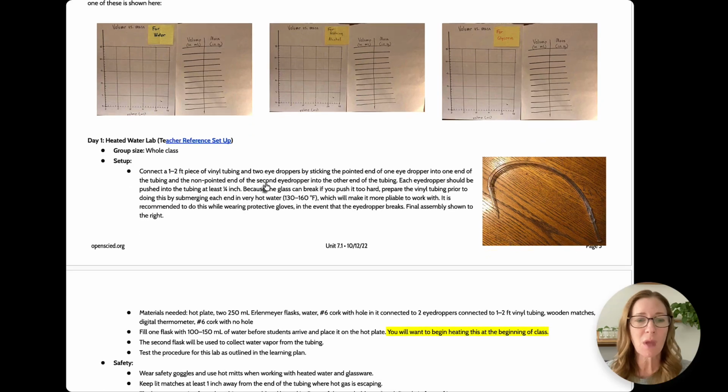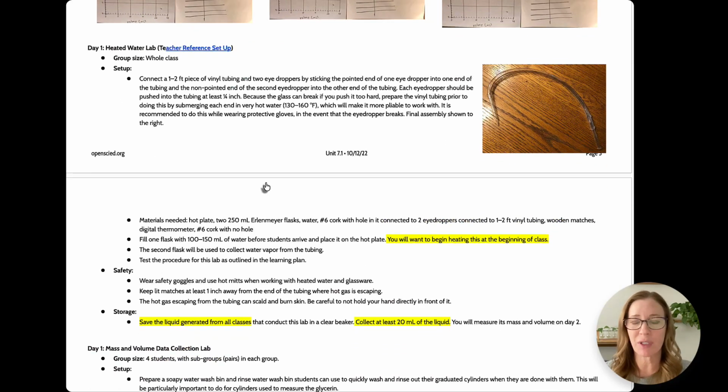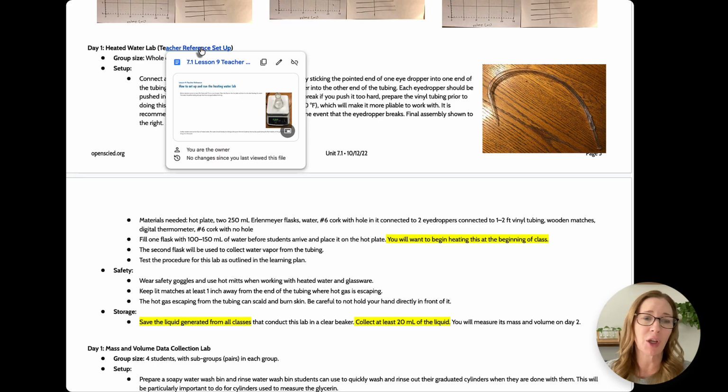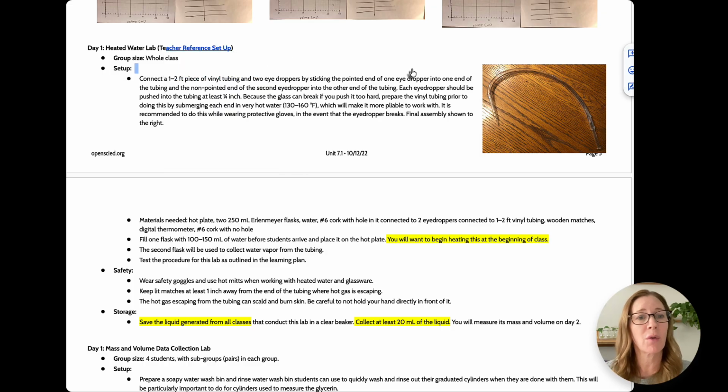Okay. The heated water lab, which is the big investigation you're going to start with, there is a teacher reference setup document that I've linked here. It's also in the Google Drive. It goes through all of the different things you're going to do for this demo. And one thing you'll want to prep is this vinyl rubber tubing that has the glass portion of a rubber dropper. Like you have a rubber squeezer, you're going to take that off. You'll have the glass portion of the dropper.